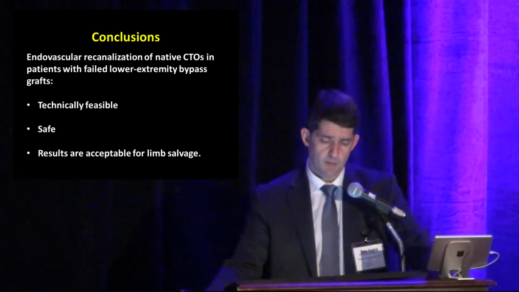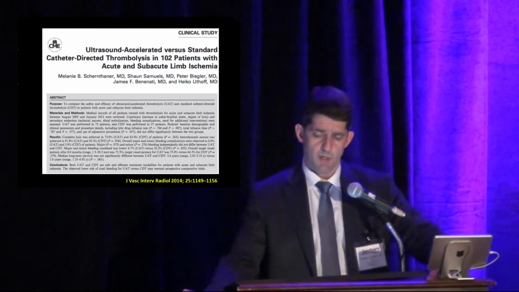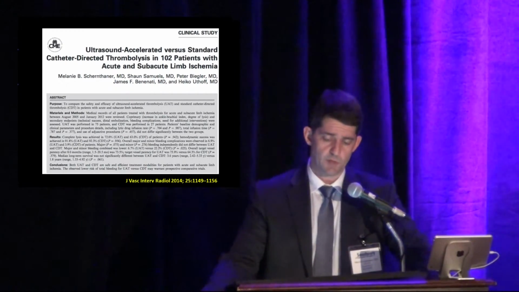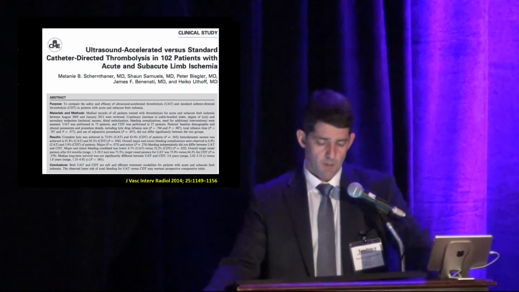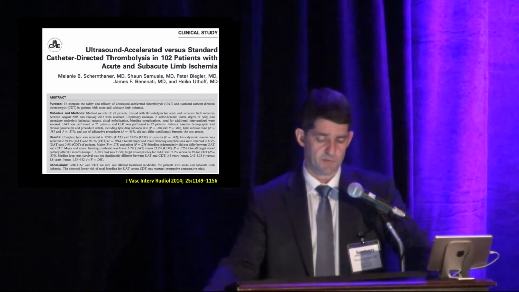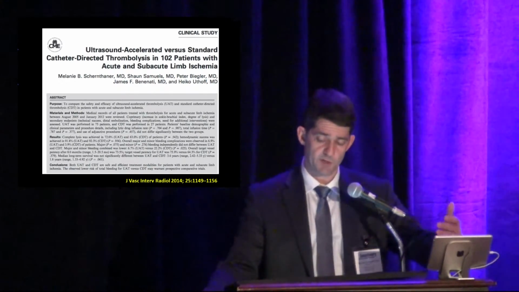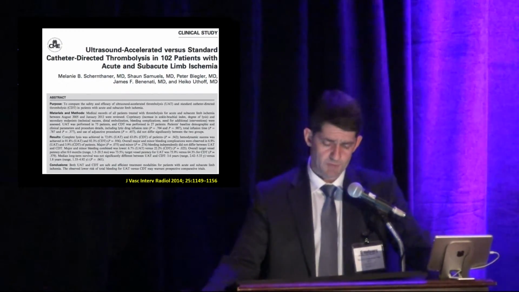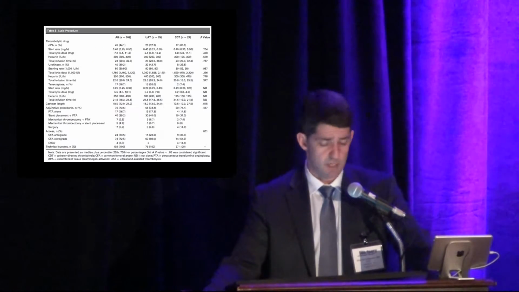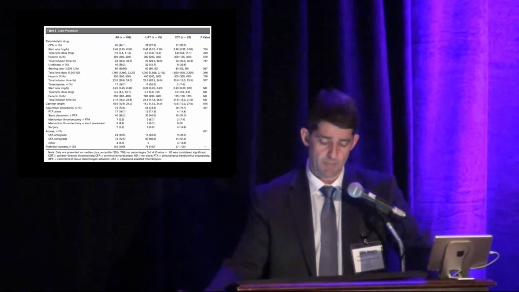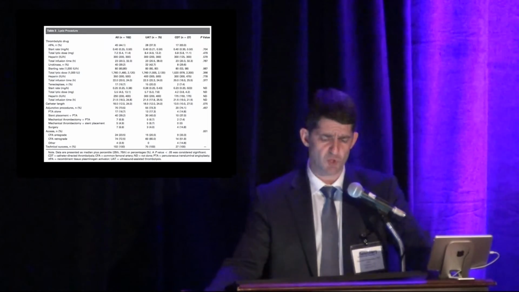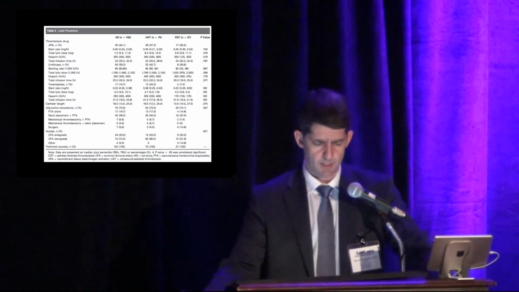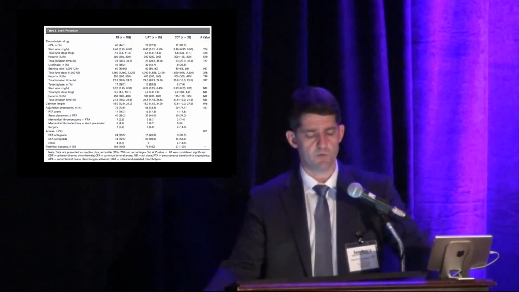And the last paper is ultrasound, EKOS, versus standard catheter, McNamara, thrombolysis in 102 patients with acute or subacute limb ischemia. This study tried to compare safety and efficacy of the McNamara versus EKOS in patients with limb ischemia, basically. They enrolled 75 patients in the group with EKOS and 27 patients in the group with McNamara. There was no difference in terms of amount of drug infused or the length of time of the drug infusion.